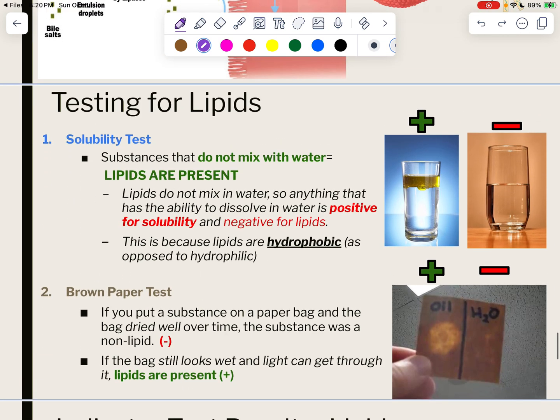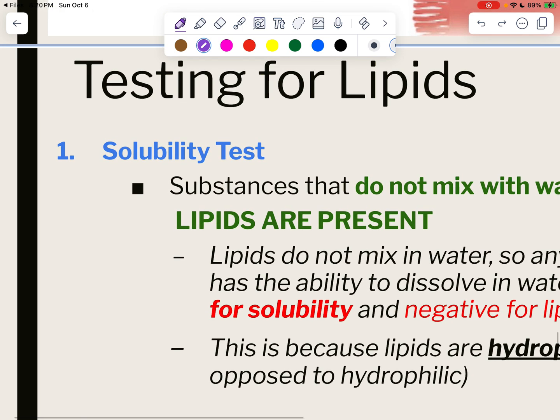So how do we test for lipids? This is going to be the fun part. Okay, so there's two types of tests we can test for lipids. The first test is solubility, and the second is the brown paper test. So the solubility test is a very strange test because basically if you are positive for solubility, that means that you are able to mix with water.